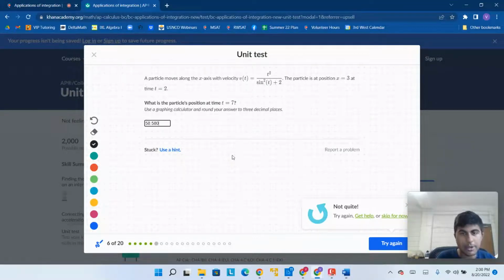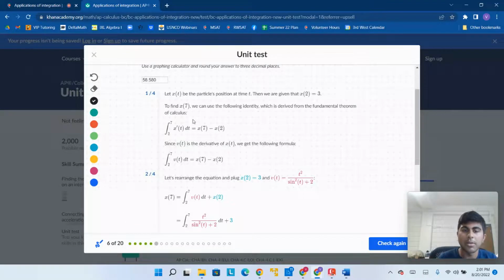So make sure you type in the equation right. That's what I'm checking right now, just to make sure I typed it in correctly. And then if we try that again, 2 to 7, right? So from time t equals 2 to time t equals 7. And we try that out, and you still get 58.580. So let's keep thinking about what we did wrong.